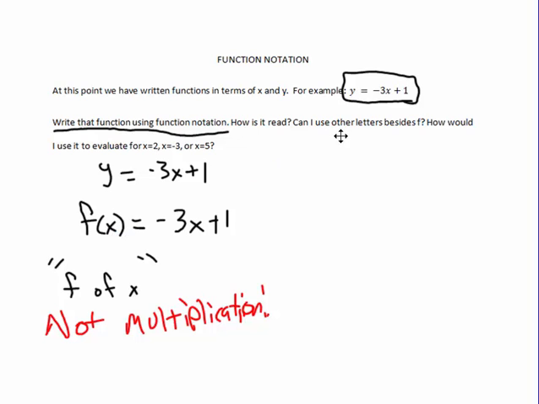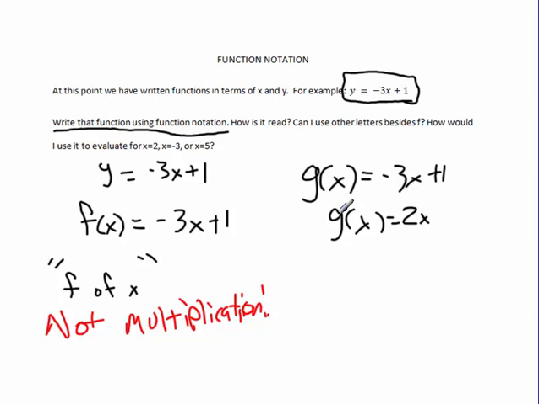And so it says, can I use other letters besides f? Well, sure, we could have a g function. We could say g of x equals negative 3x plus 1, or we could say g of x equals 2x minus 3. There's all sorts of things we could do here. And it doesn't even necessarily have to be f and g. We could say h of x or L of x. It doesn't necessarily matter so much.